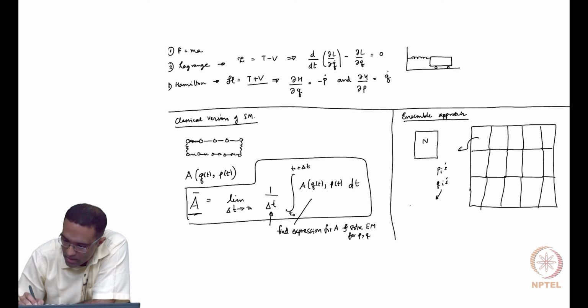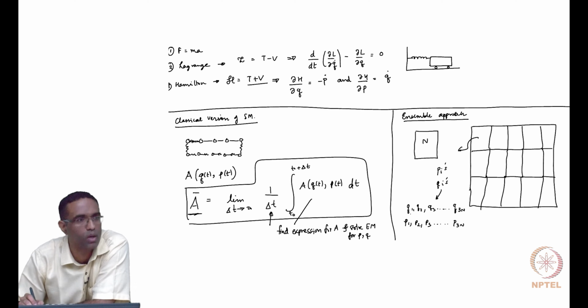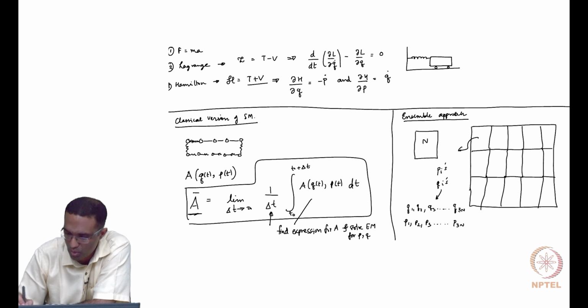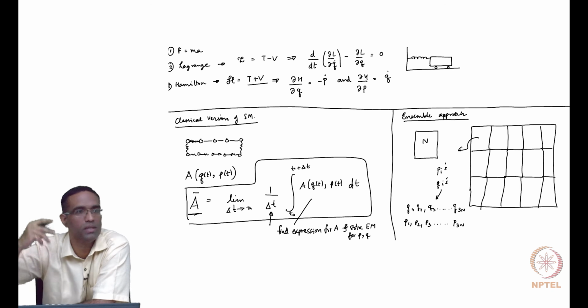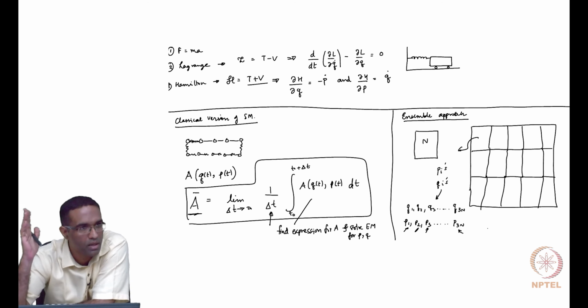Qi extends from Q1, Q2, Q3 and so on till Q3n. Pi is nothing but P1, P2, P3 and so on till P3n. That means Q1 is basically the x coordinate, for example, of particle 1. Q2 is the y coordinate of particle 1. Q3 is the z coordinate of particle 1, and so on, and Q3n would be the z coordinate of the nth particle. Similarly, these are the x momentum, y momentum and z momentum of the first particle, and this one is the z direction momentum of the nth particle.